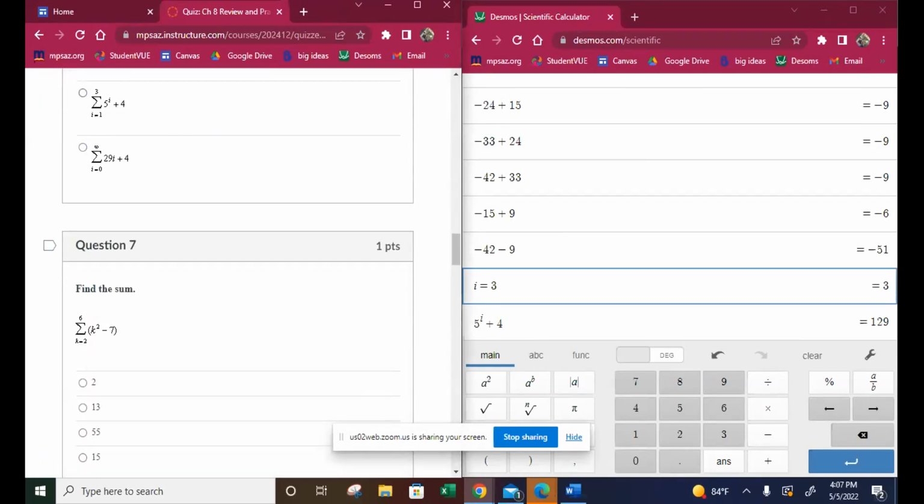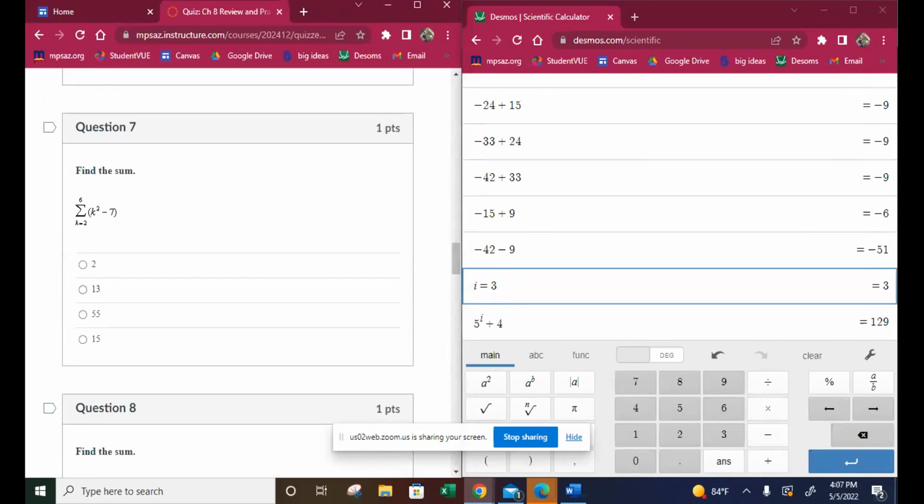All right. Let's do that. Okay. K equals 2. And then the next line, put in that K squared minus 7.